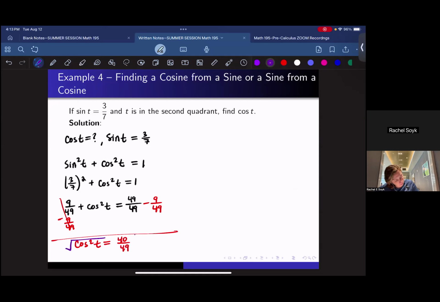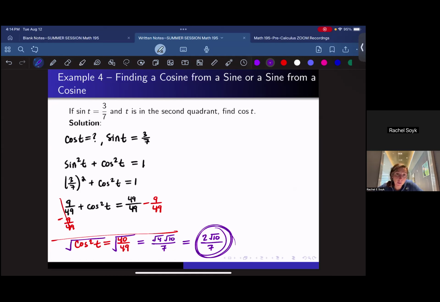Now let's take the square root of both sides. Square root of 40 can be broken up into the square root of 4 times the square root of 10. Square root of 49 is 7. And so this just simply reduces to 2 square root of 10 over 7, which is your answer.